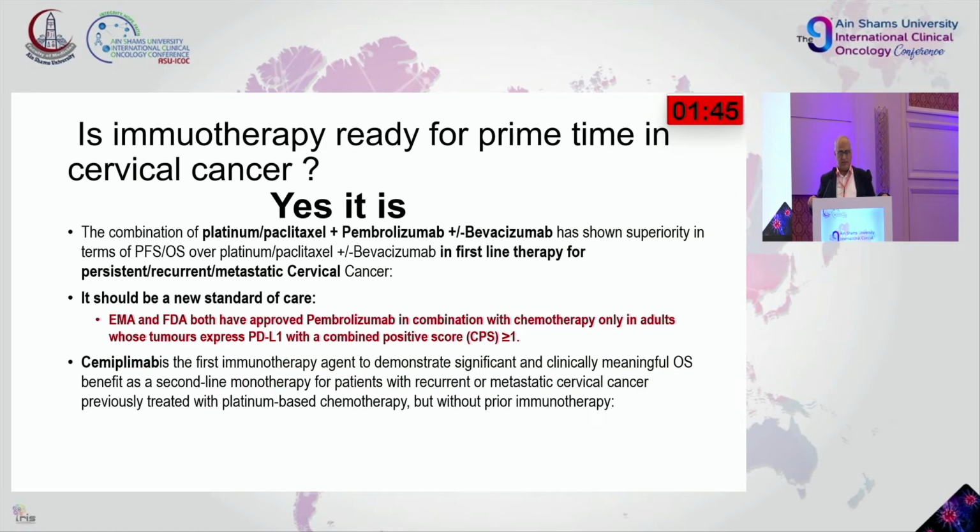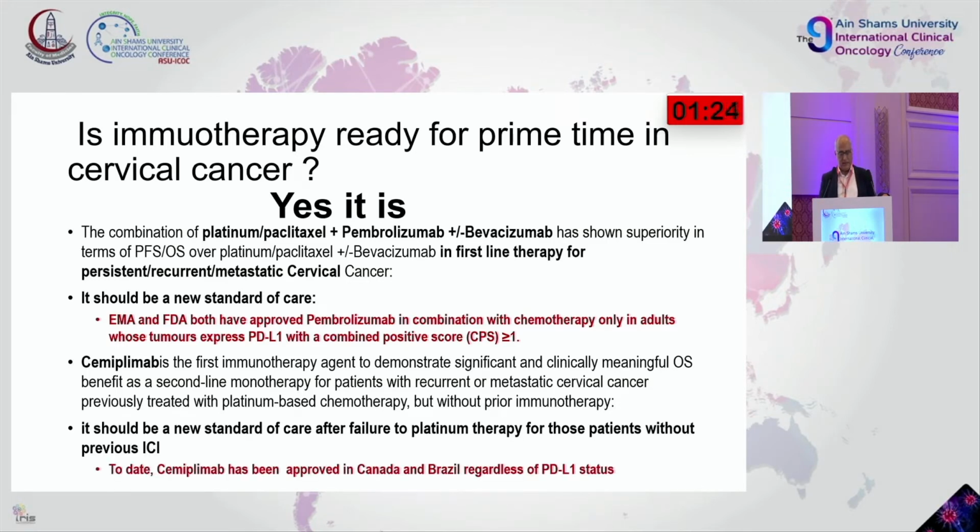For second-line, cemiplimab is the first immune therapy agent to demonstrate significant and clinically meaningful overall survival benefit as a second-line monotherapy for patients with recurrent or metastatic cervical cancer previously treated with platinum-based chemotherapy but without prior immune therapy. It should be the new standard of care after failure of platinum therapy. Today, cemiplimab has been approved in Canada and Brazil regardless of PD-L1 status.